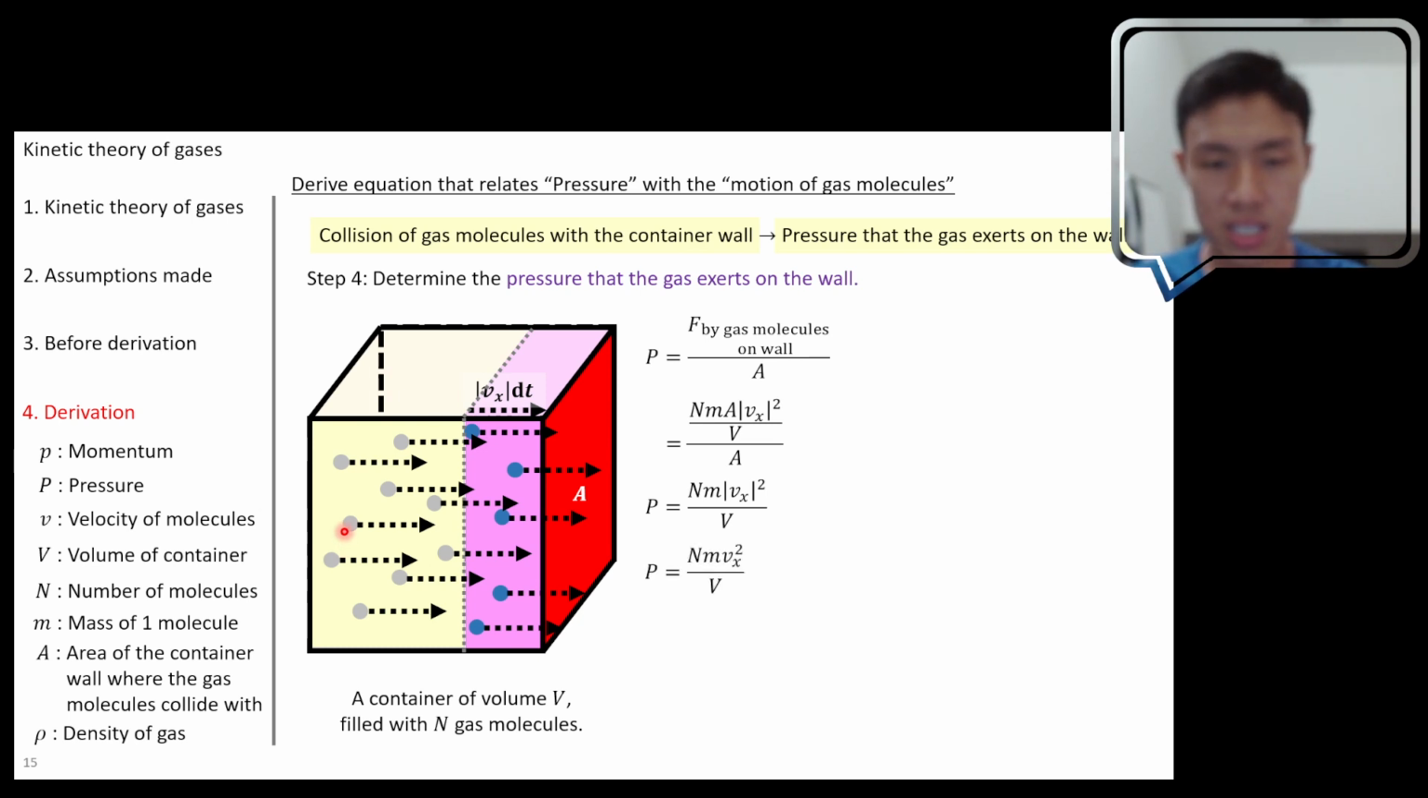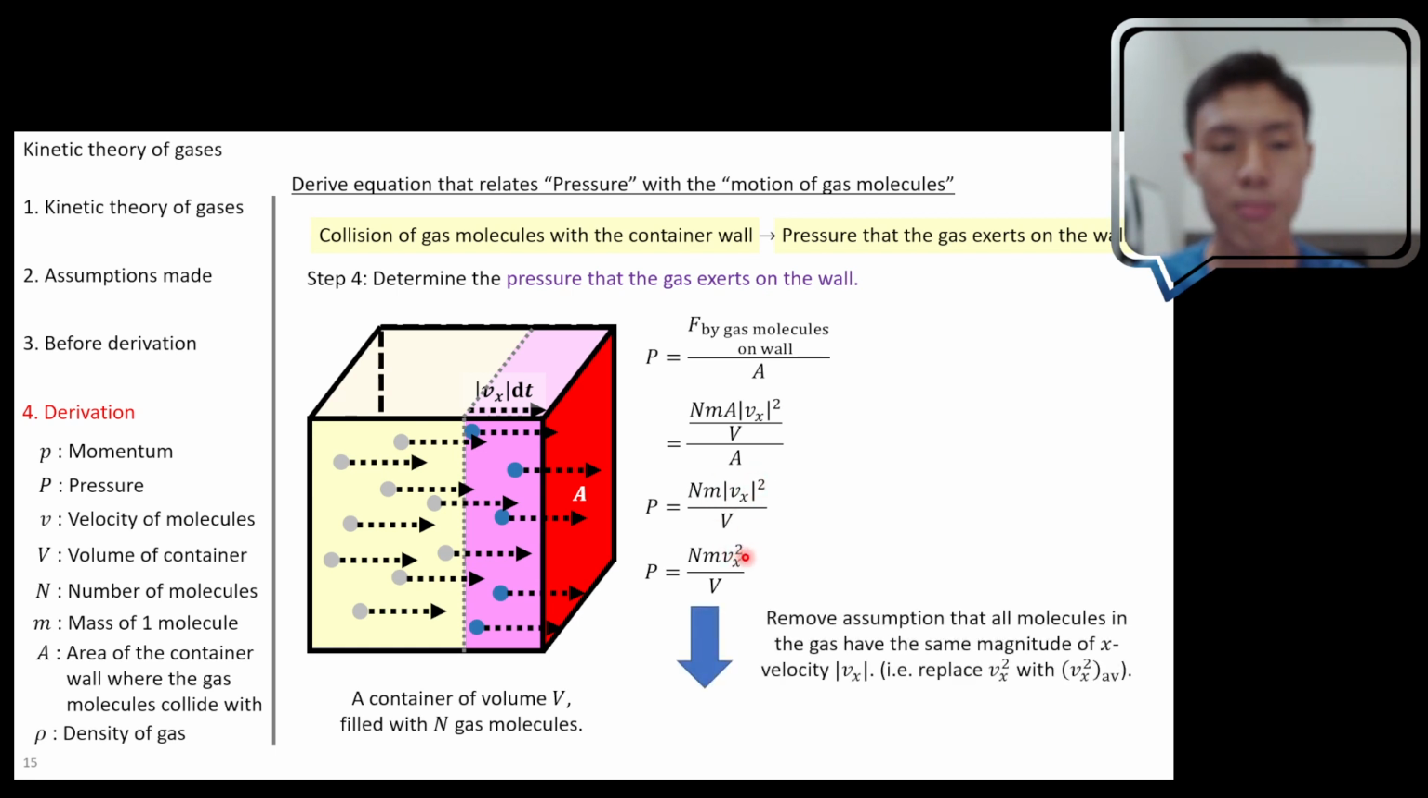So this is the equation. Because the square makes everything positive, there's no purpose in putting a modulus anymore. So we are going to remove the modulus and just call it Vx squared. And I believe you can start to remove the assumption that all molecules in a gas have the same magnitude of velocity Vx. You are going to replace this Vx squared with Vx squared average.